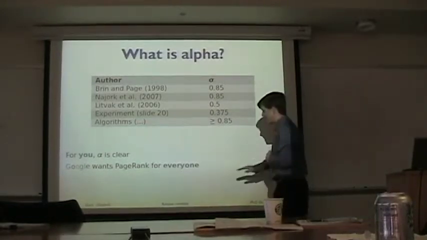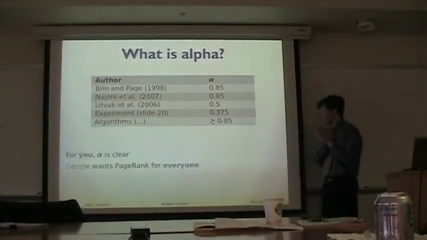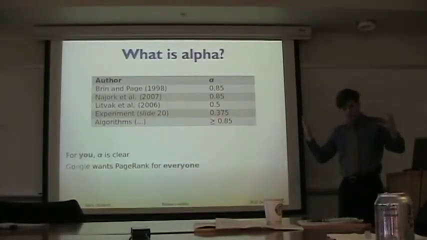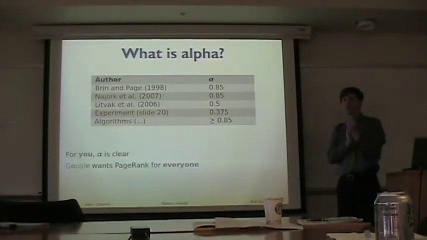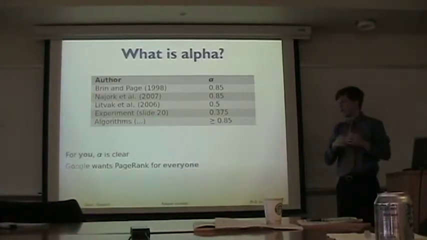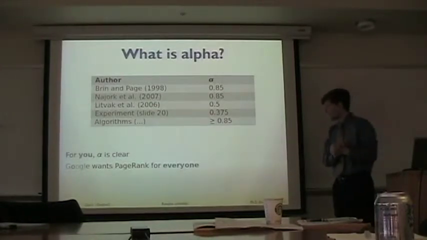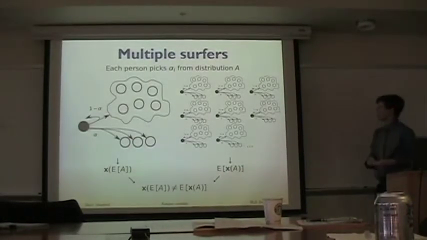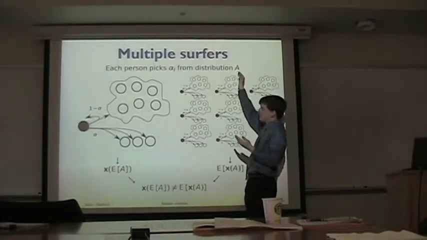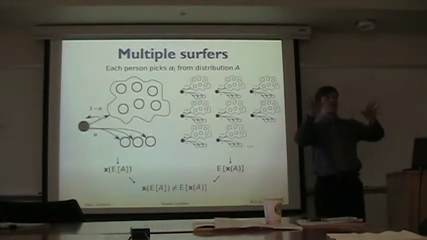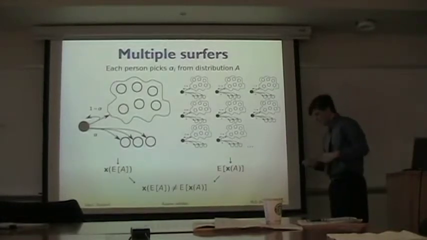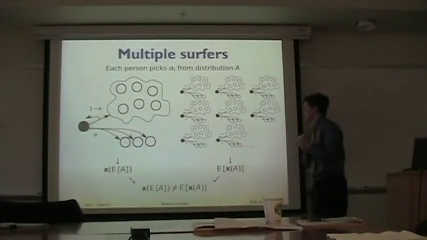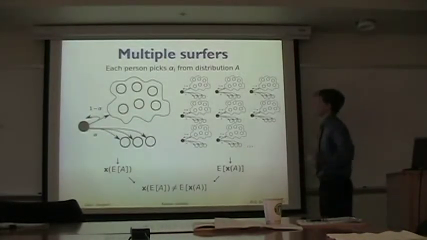Now, the problem with this is that Google wants to use PageRank for everyone. So in theory, PageRank was supposed to be this random surfer model that looked at the behavior of all these different surfers on the web and looked at the pages that were most important. And when you pursue this argument a little bit further, you can say, okay, let's suppose that there's some distribution out there that models all of our values of alpha. And when I am born, I pick a value out of this distribution, and that value is set for my life.